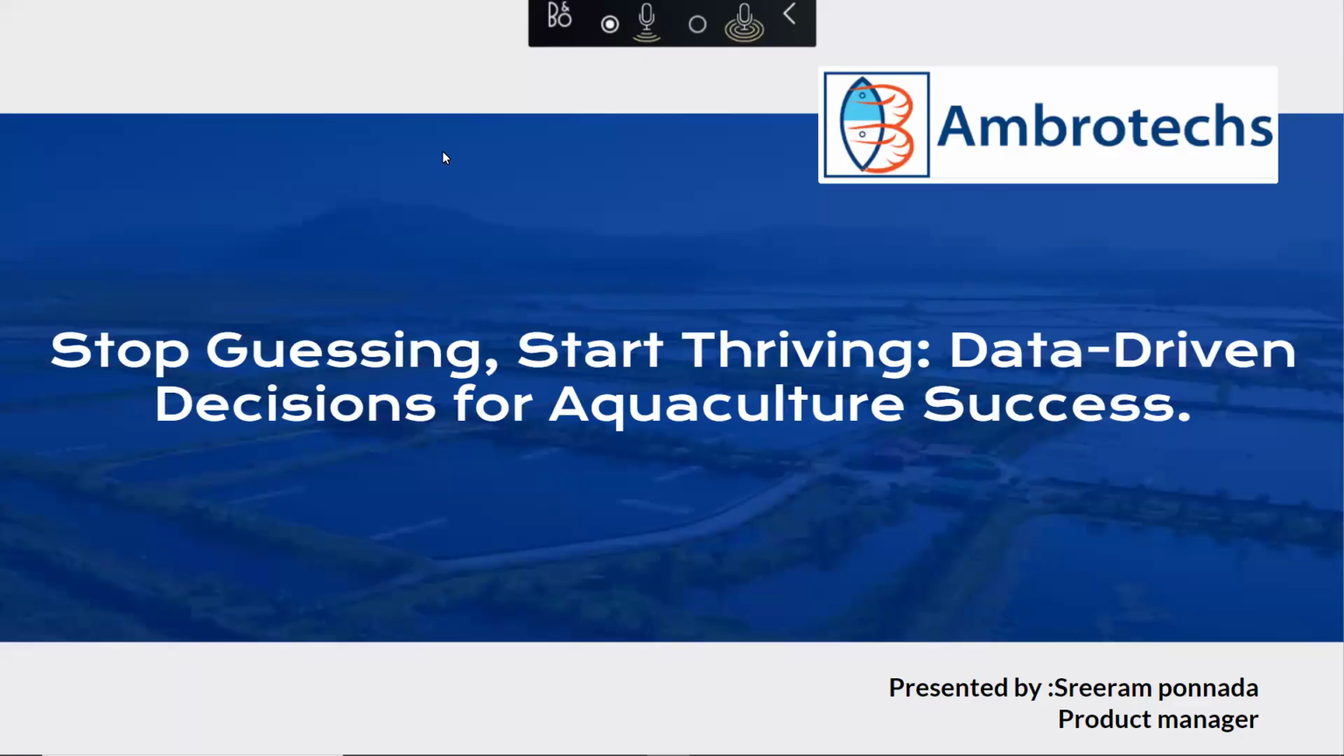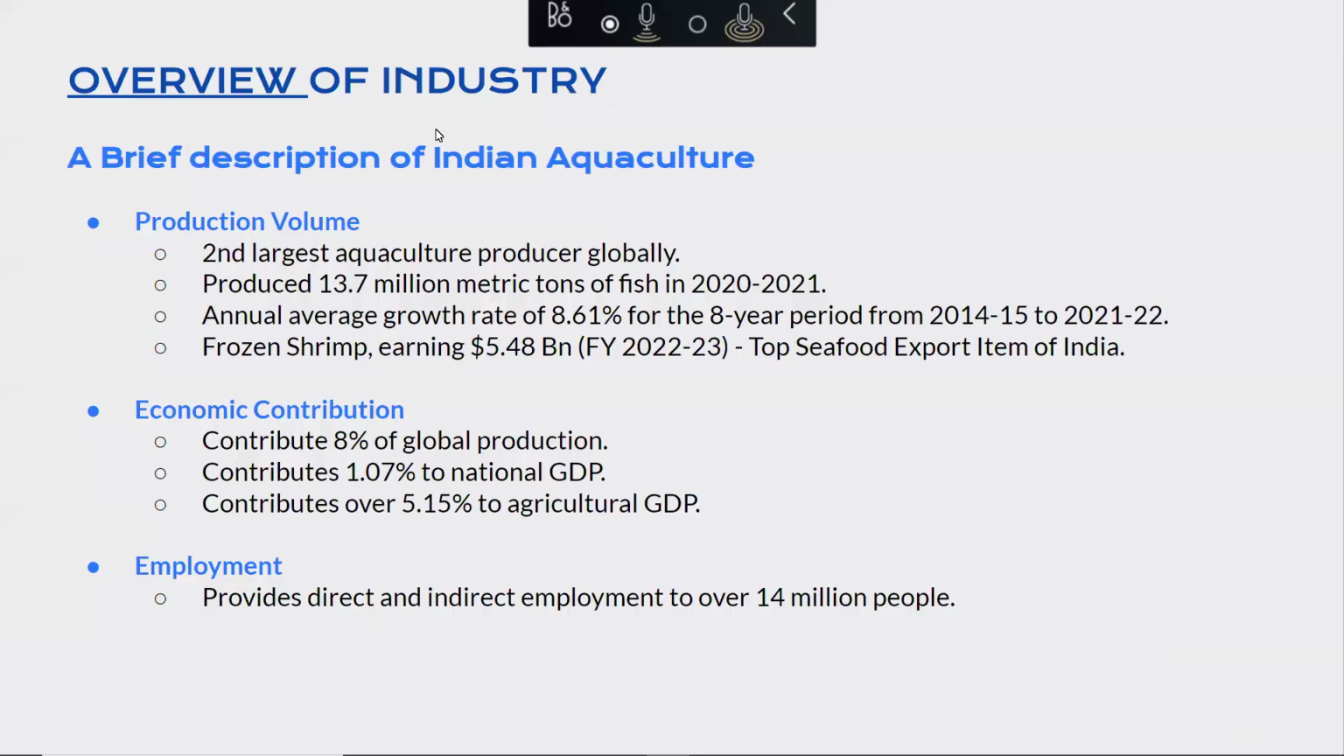To start with, I would like to give a small brief about the aquaculture industry. Indian aquaculture industry is the second largest producer in the world. We produce around 13.7 million metric tons of fish and shrimp in 2020-21. And there is an annual average growth rate of 8% for the last 8 years. This industry has been consistently growing for the past 3 decades in India.